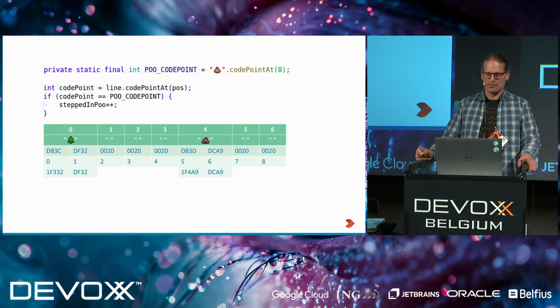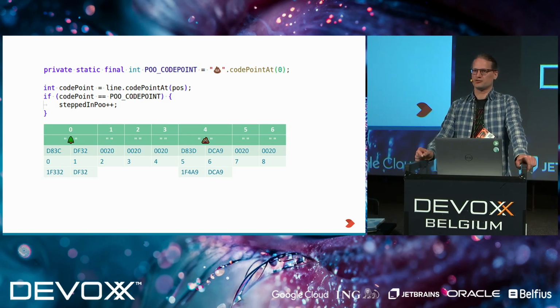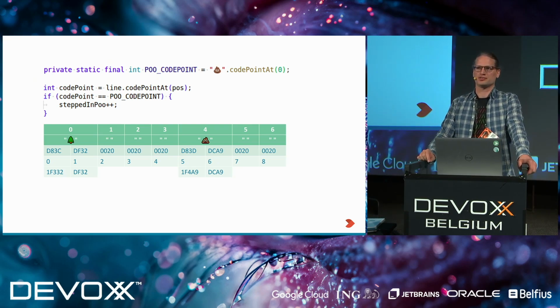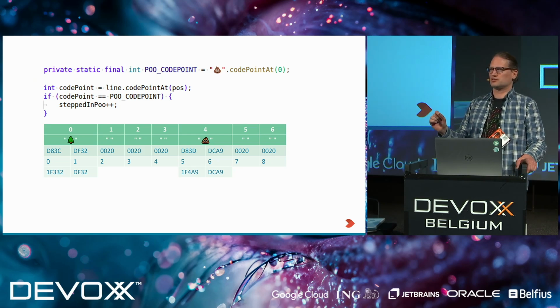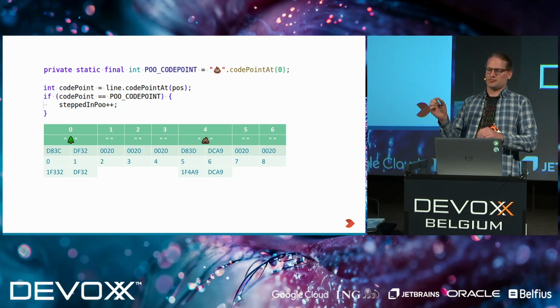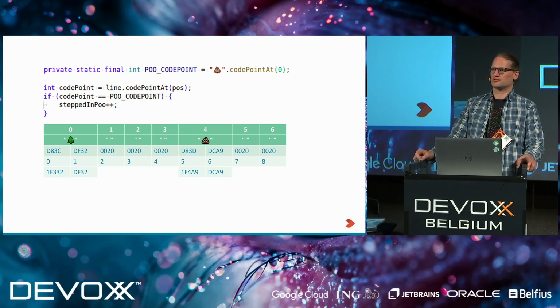But what actually happens is that codePointAt looks at the 4th byte and then tries to determine what code point is there. So codePointAt is smart enough to understand that if there's a surrogate pair, it needs to combine the 2. But the indexing, it still gets it wrong.